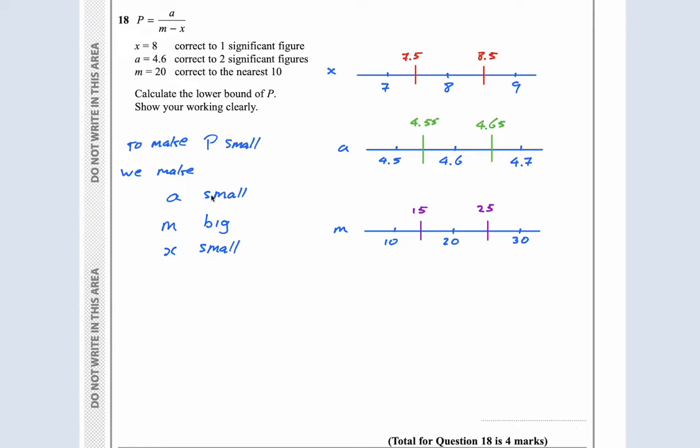So a has to be small, m has to be big because we want a big denominator. We want a small numerator and a big denominator, but x has to be small because I'm actually subtracting it from the denominator. So I make it small. Okay, and then we just go lower bound is equal to a small a, so I just look at this guy, 4.55.